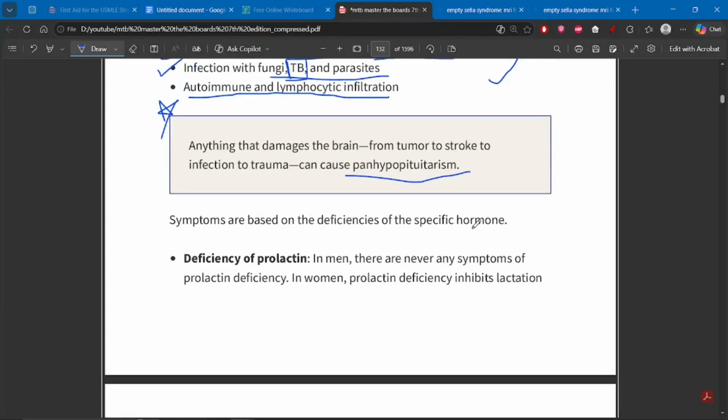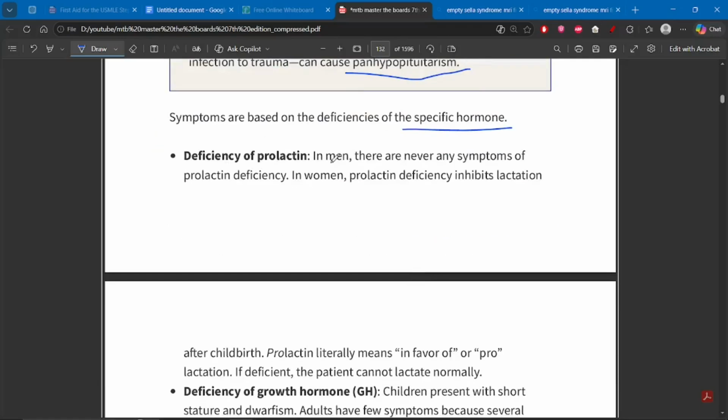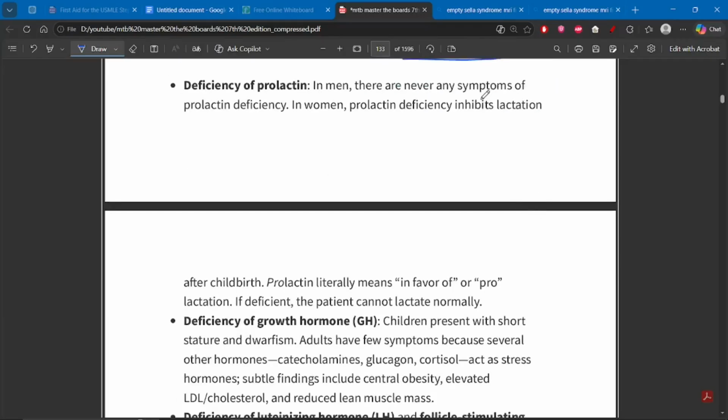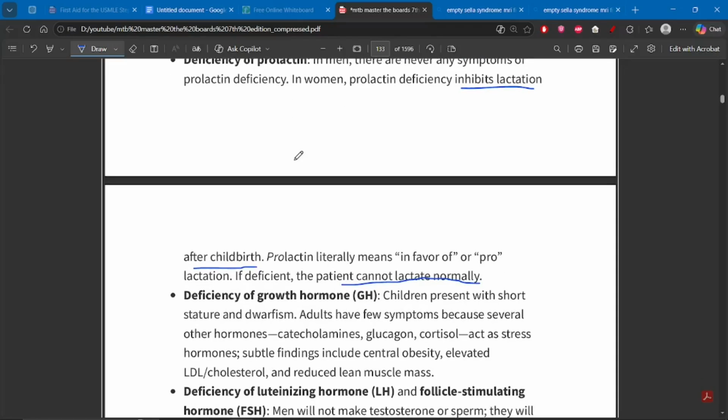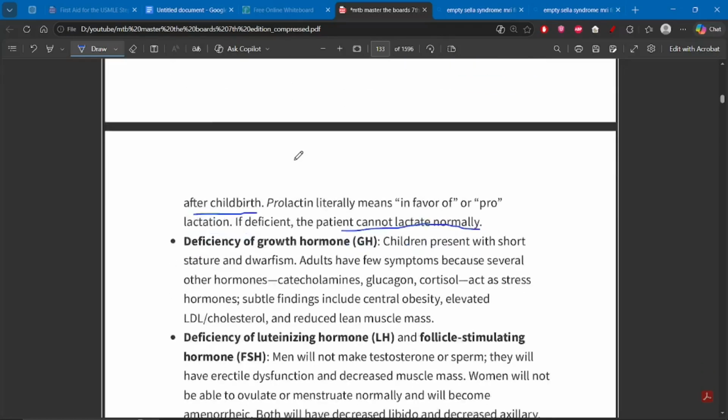Symptoms are based on the deficiency of the specific hormone that is deficient. So if the patient is deficient in prolactin, they would have a certain set of symptoms. In men, there are never any symptoms of prolactin deficiency. In women, however, prolactin deficiency inhibits lactation after childbirth, so the patient cannot lactate normally. However, males do not develop any such symptoms for obvious reasons.